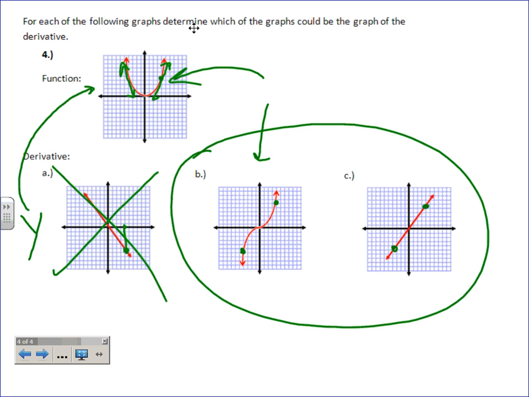Technically, with your knowledge, it's B and C, but the best answer is C. Because C is actually the right answer. Okay? Again, the slope of the original is the y value in the derivative. Because what is the derivative? The answer to a limit problem that deals with slope. Any questions?